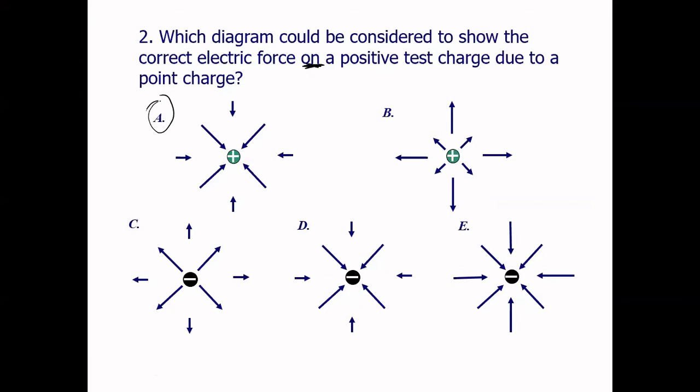I think, Madam, remember that we are not saying the electric field due to a test charge, but we are saying the electric field on a test charge. And since a test charge is positively charged, it will have a force acting on it, which is pushing it away. So the correct one is actually A.